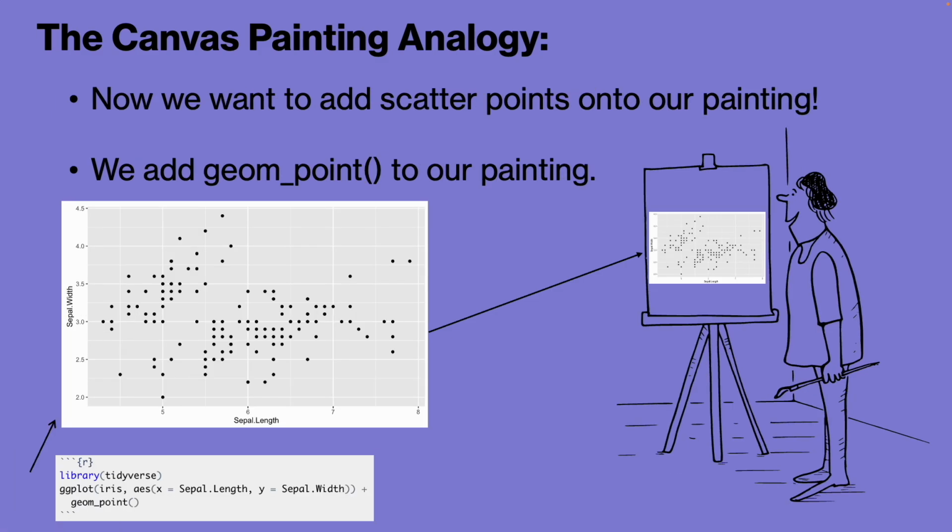What do we want to do next? The next thing we want to do is create a scatter plot. How do we do that? We're just going to add this to our painting. Here we've got our ggplot, and we're literally just doing plus geom_point. Again, you can think about this as adding another layer onto our painting.